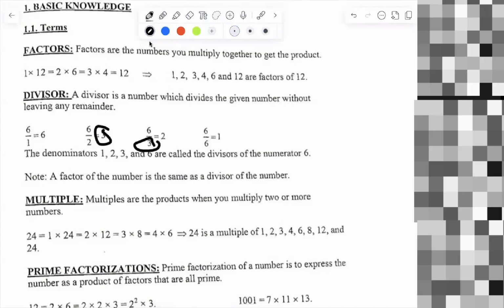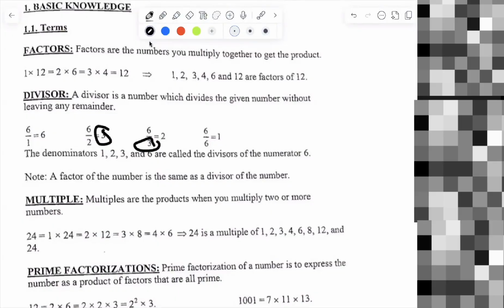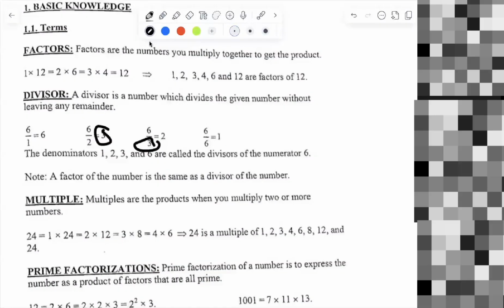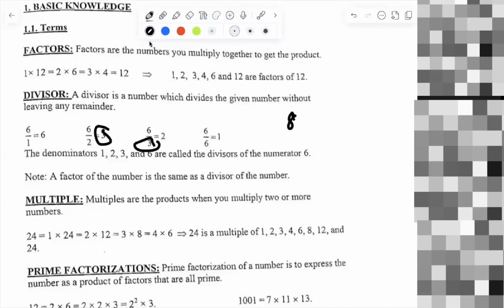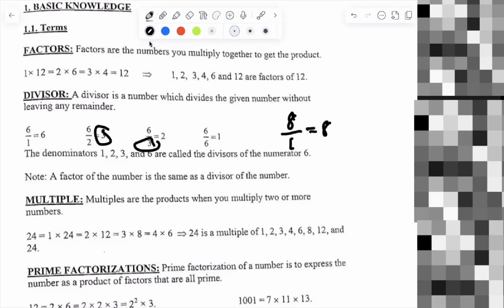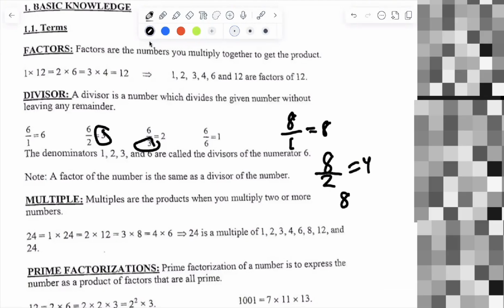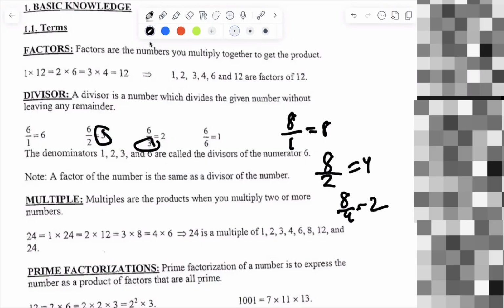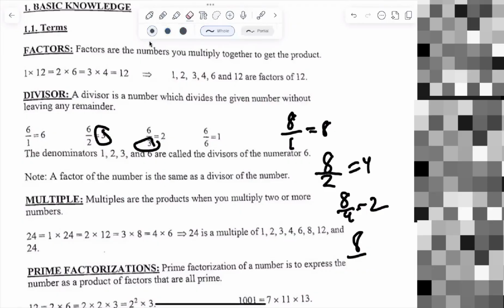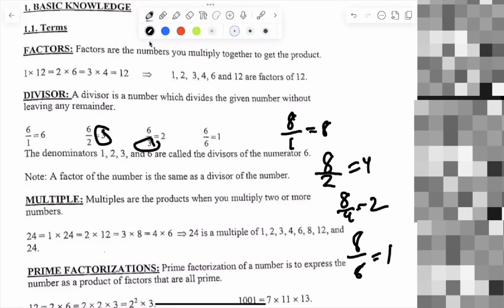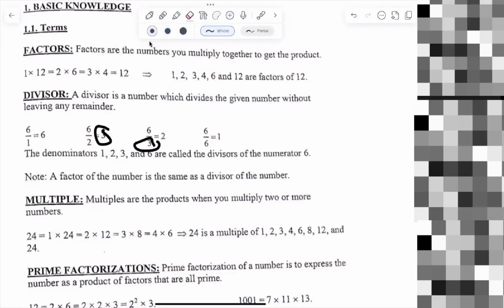Alright, back to our number 8. Notice that there are 4 factors, 1, 2, 4, 8, which means that there are 4 divisors, 1, 2, 4, 8. Since 8 divided by 1 is 8, 8 divided by 2 is equal to 4, 8 divided by 4 is equal to 2, and 8 divided by 8 is just 1. So basically, the divisors are the factors of a number.